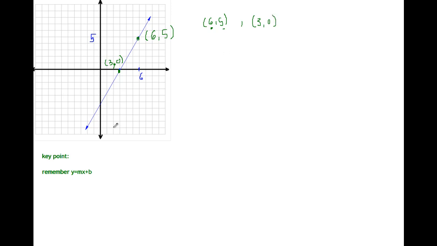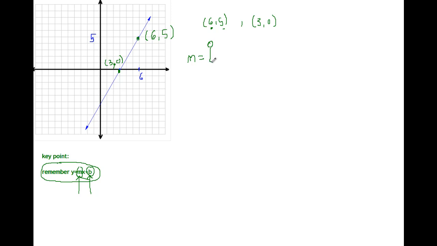Now remember again, the key point is that it's y equals mx plus b, and I am going after two mysterious numbers, not x and y. I have those. I'm going after the m and b. The first step I'm going to do is find out what the slope is. Again, see if you can remember this in your head.